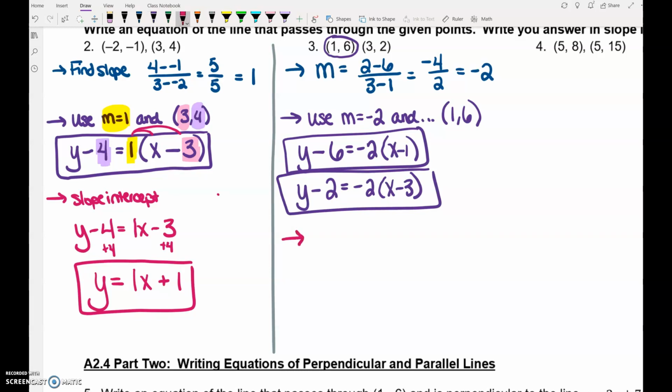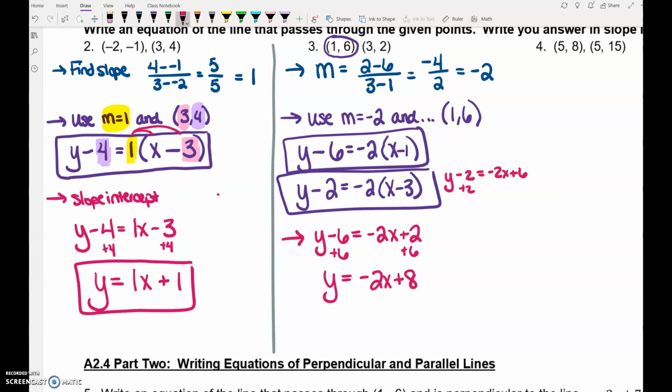Slope-intercept form. Distribute your -2. I'm going to do the one on the top. So y minus 6 equals -2x plus 2. If you had done this one, you would get the same thing either way.